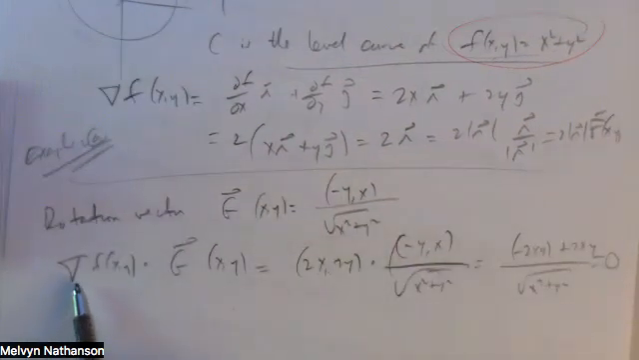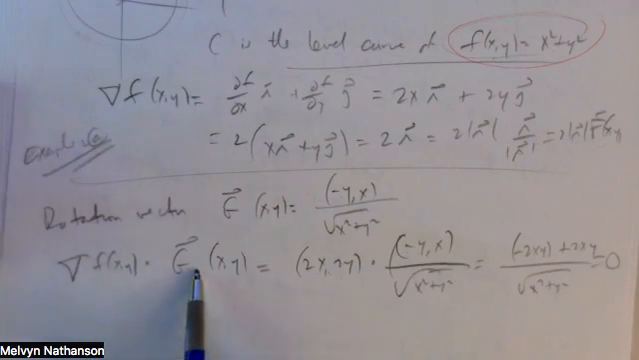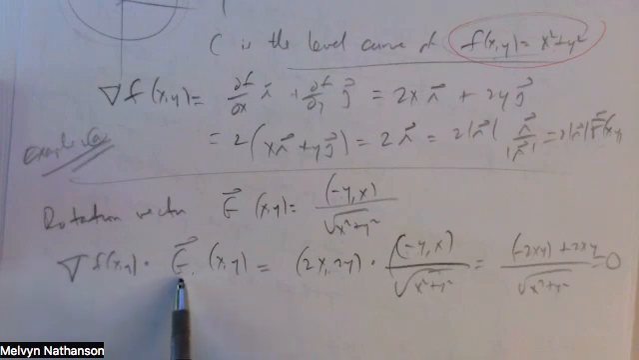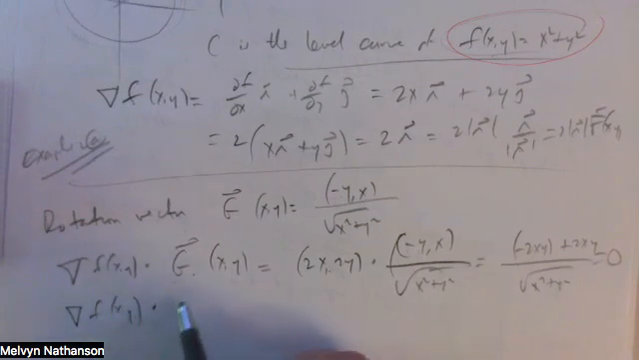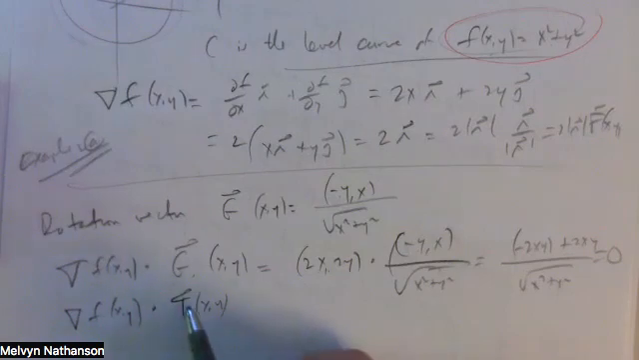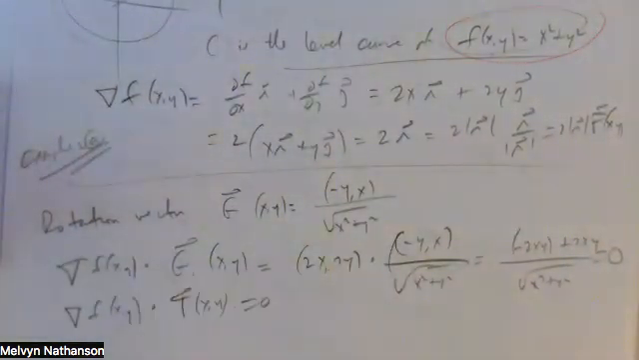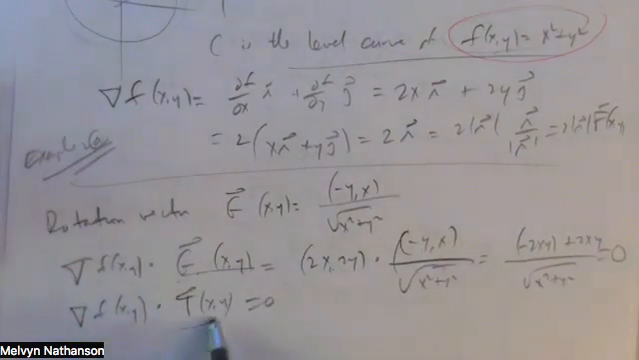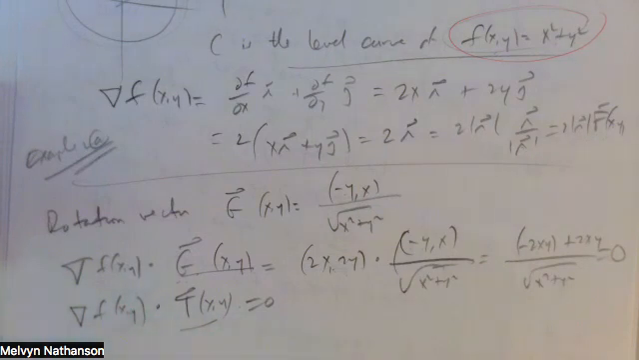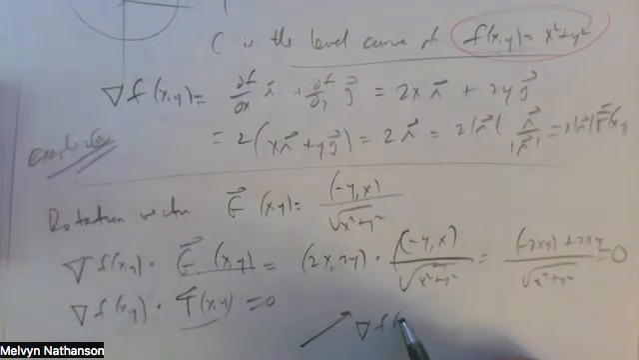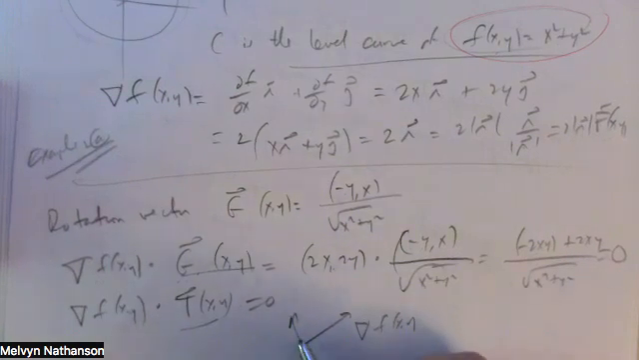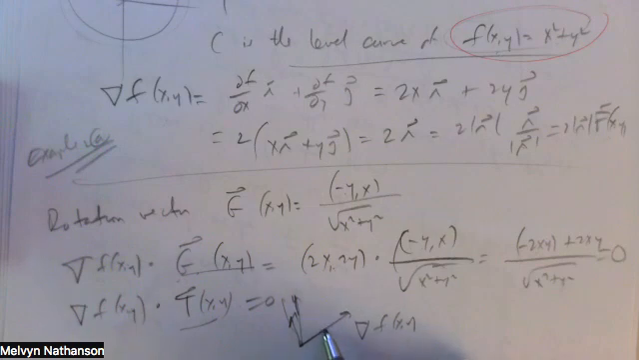So the gradient of f is perpendicular to vector field g of x, y. But the gradient of f of x, y dot product with the tangent vector at this point is also 0. So this vector and this vector are both perpendicular to the gradient. So let me draw a picture. Here you have the gradient, and your two vectors perpendicular to that. And the vectors are parallel.